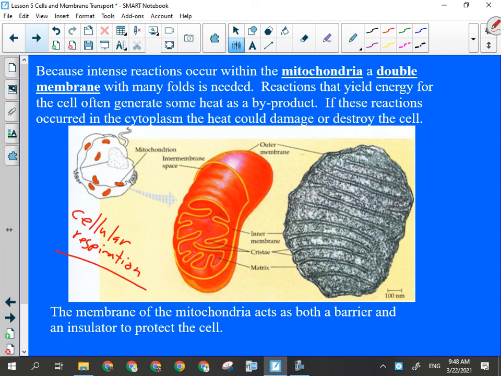Sorry, so the lysosome, the main thing it does is recycle. Digest food. Main job, digest food.